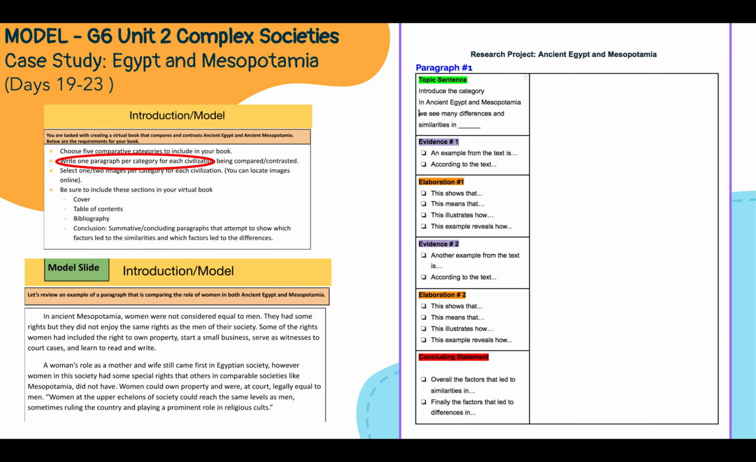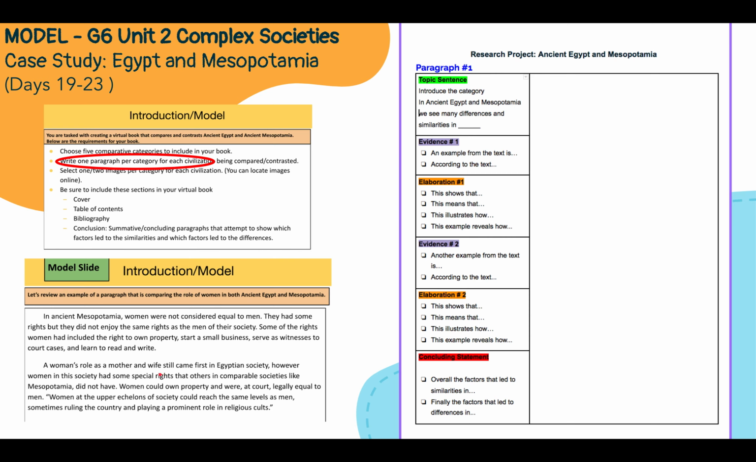One thing that I like to do with such an organizer and such a strategy, such as the ToSEEC, is to model this strategy before students are tasked with applying the strategy on their own. And modeling with the organizer is a great visual way to help students understand how to use this strategy.